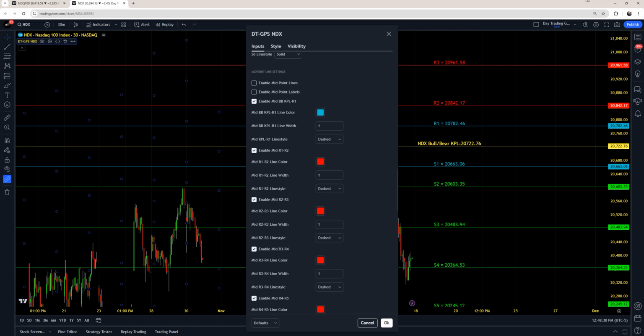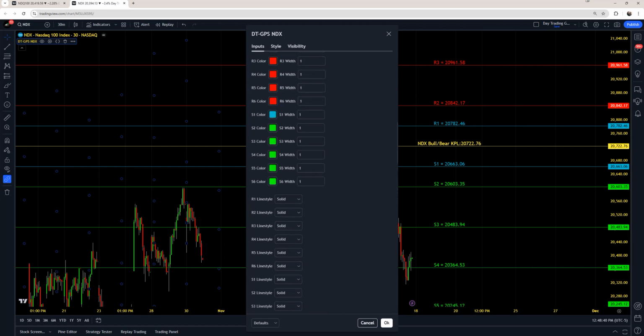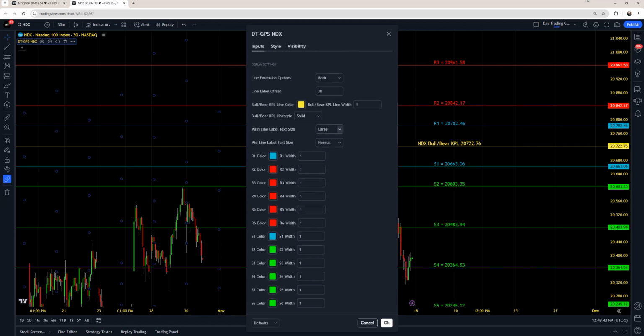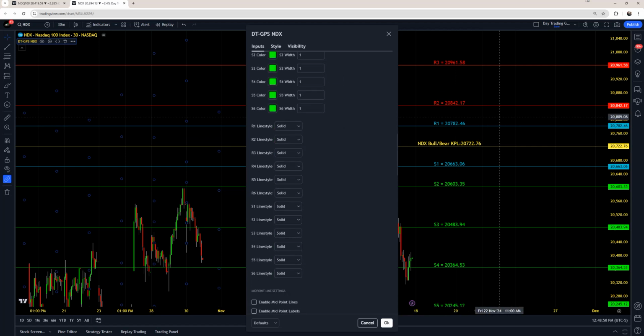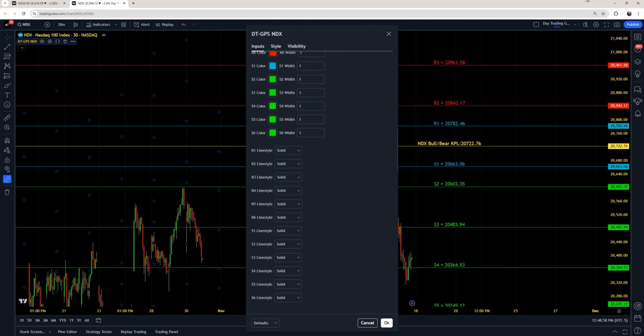Here we have the individual controls for the line color for each of the midpoint lines, the line width, and the line style, which of course you can change to whatever that you want. Going back here, so we went over this part. This here is the section for controlling the color, width, and line style for the main R1 through R6 and S1 through S6. So you can change those to whatever you want if you don't like the default.